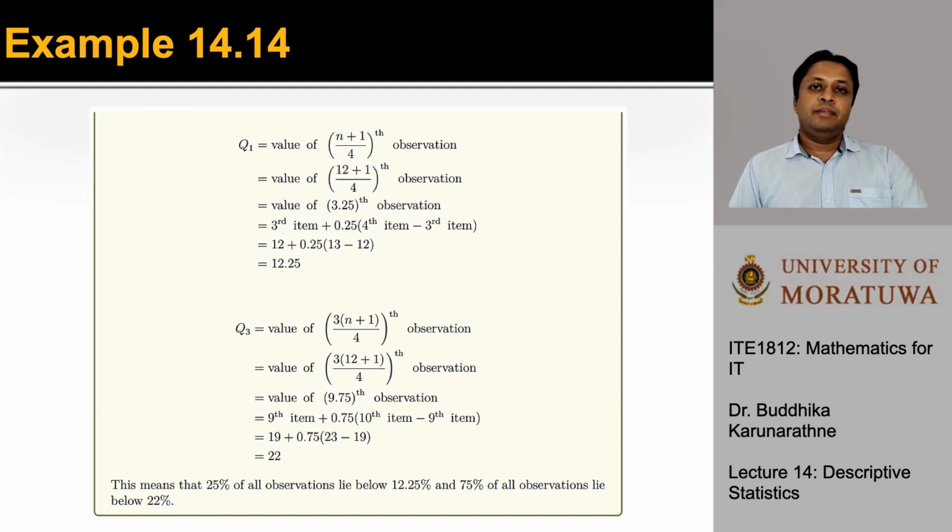So how do we interpret these results? Taking into consideration the first quartile, this means 25% of all the observations lie below 12.25, and 75% of all the observations lie below 22, and the rest is above 22. So we have to identify three different points: Q1 representing 25%, Q2 representing 50%, and Q3 representing 75%. These are the special points when you consider the quartiles: first quartile, second quartile, and the third quartile.